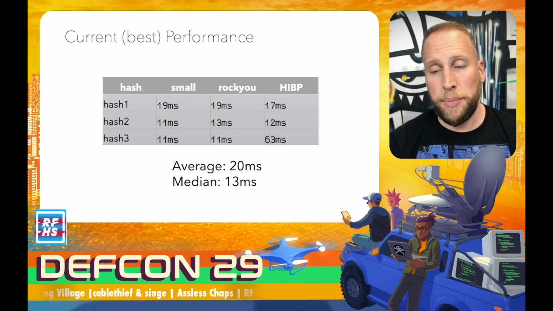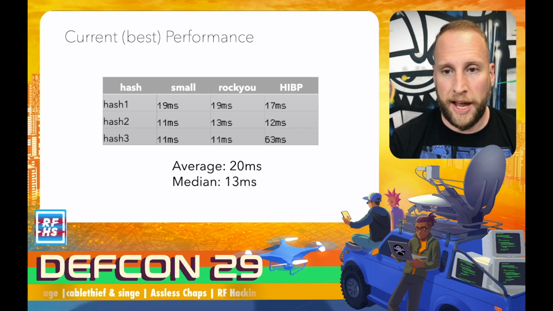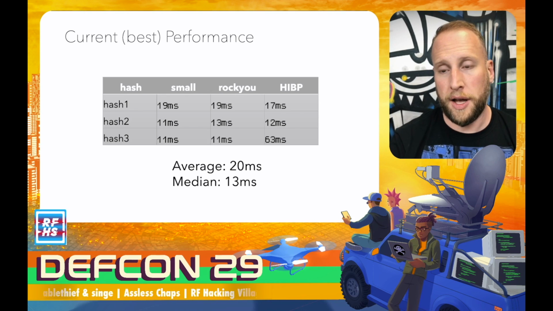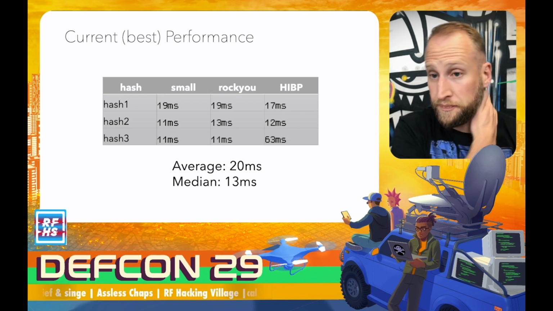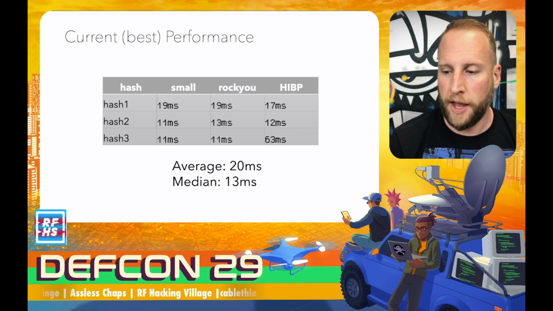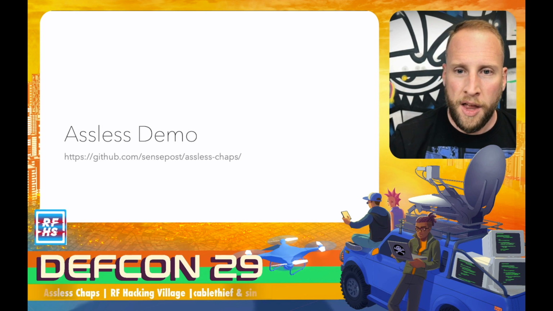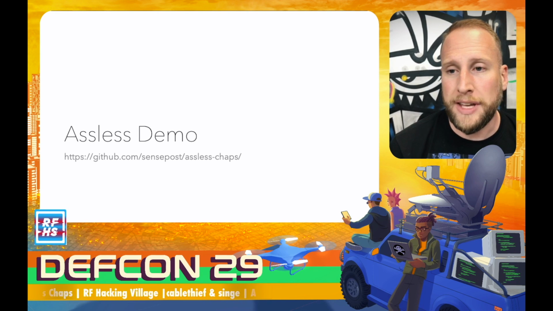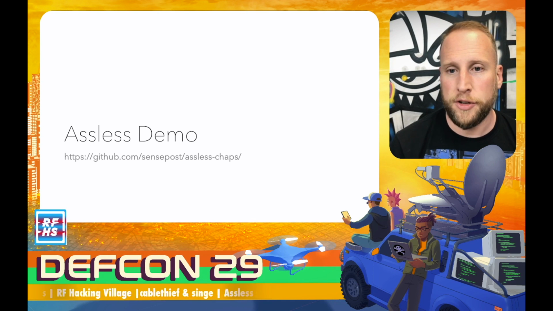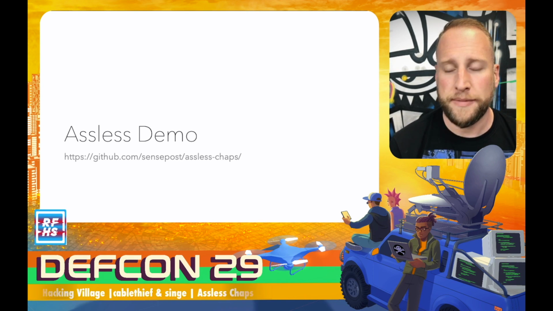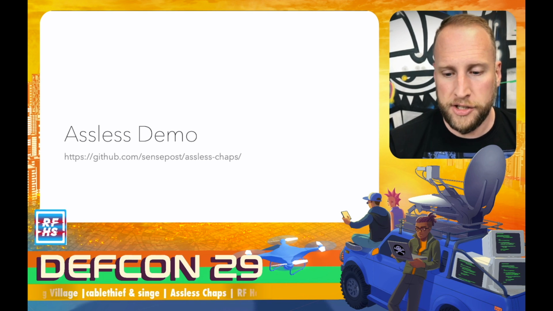And if you're running rogue AP attacks where you want to do something like auto crack and add to make sure that a client authenticates to your evil AP, then this works out pretty well for you as well. So this is available right now. You can get it on github.com/sensepost/assless-chaps. I want to give you a quick demo of what that looks like.